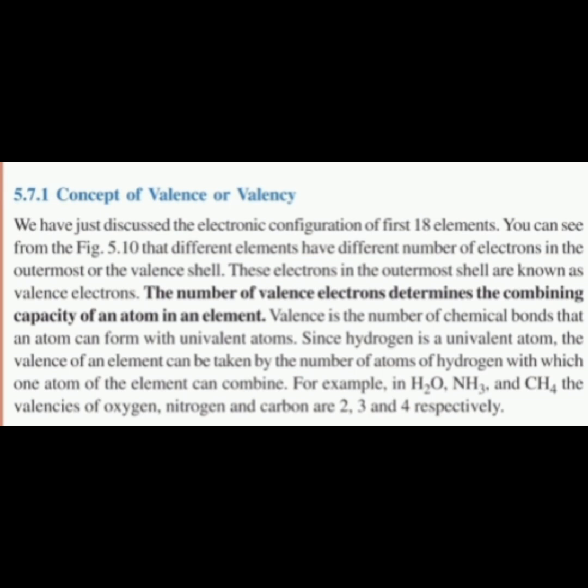So we can see H2O, that is hydrogen and oxygen, then nitrogen and hydrogen, then carbon and hydrogen. These numbers 2, 3 and 4 are the valencies of oxygen, nitrogen and carbon in those substances.